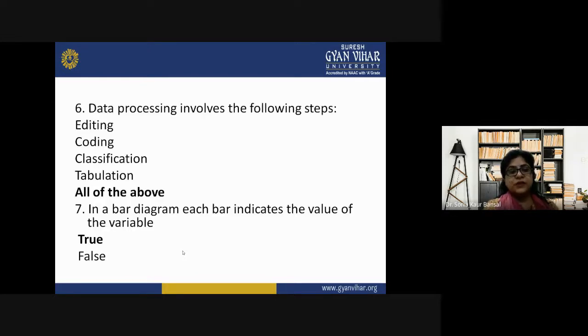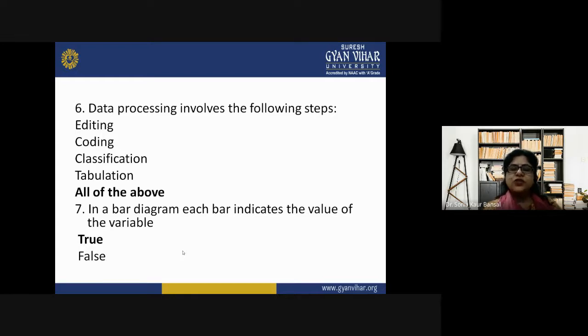Now understand, students, data processing involves the following steps: editing, coding, classification, tabulation, all of the above. Yes, the correct answer is all of the above. But before you understand why it is correct, let me make it clear to you. Students, we are talking about data processing. What is data processing? Just understand. You have decided your topic in the beginning of the research. You are clear that on these variables I am going to research.